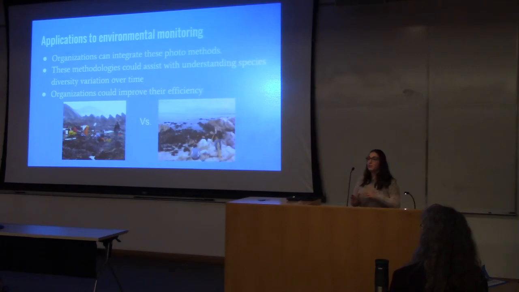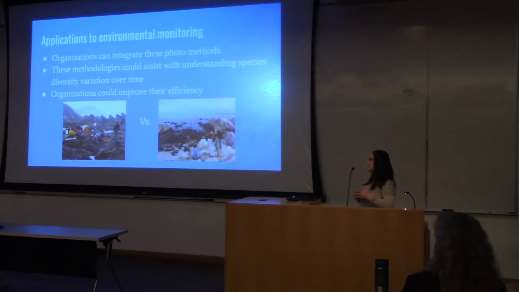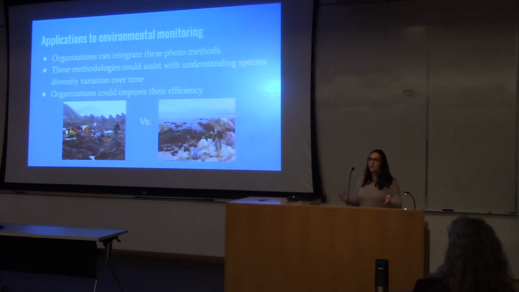Up to only 5 of us, so 4 or 5 of us went out, and with all the preparation and taking all the photo quadrats, surveying the whole site took around 2 hours or less. And we were also able to find a higher average of species diversity. So this just shows that using photo quadrats can make organizations a lot more effective in surveying the species diversity.